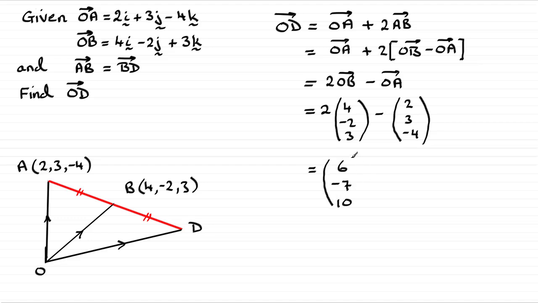You can either leave it like that, or you might want to write it in i's, j's and k's. So that's going to be 6i, minus 7j, and then plus 10k. All right, so hopefully you've been able to see your way through that one.